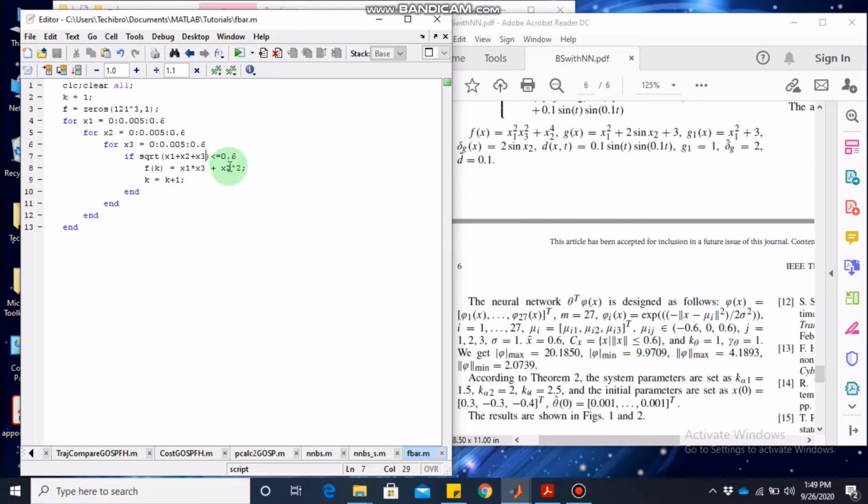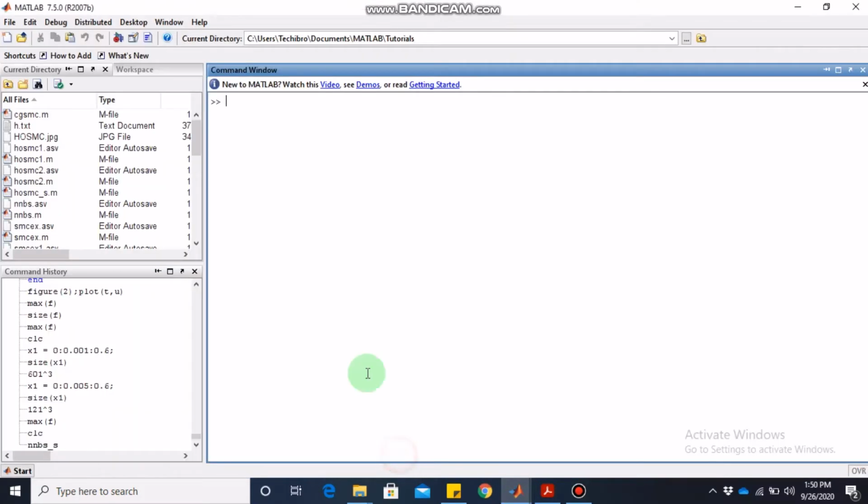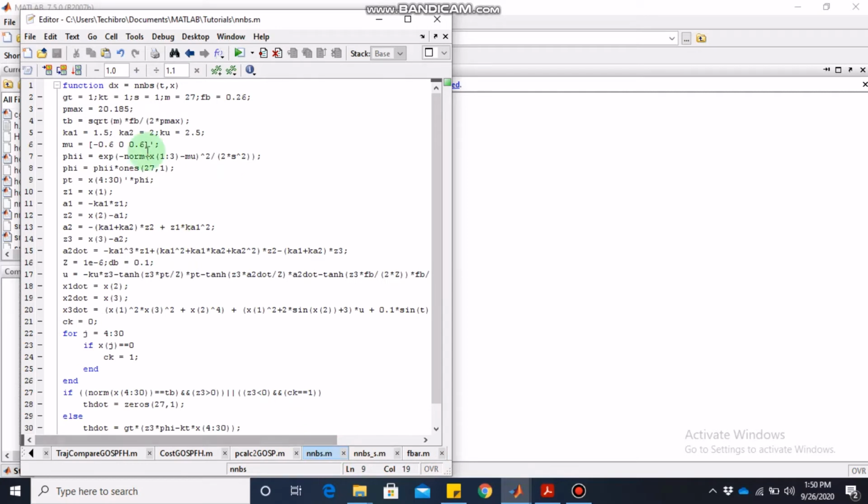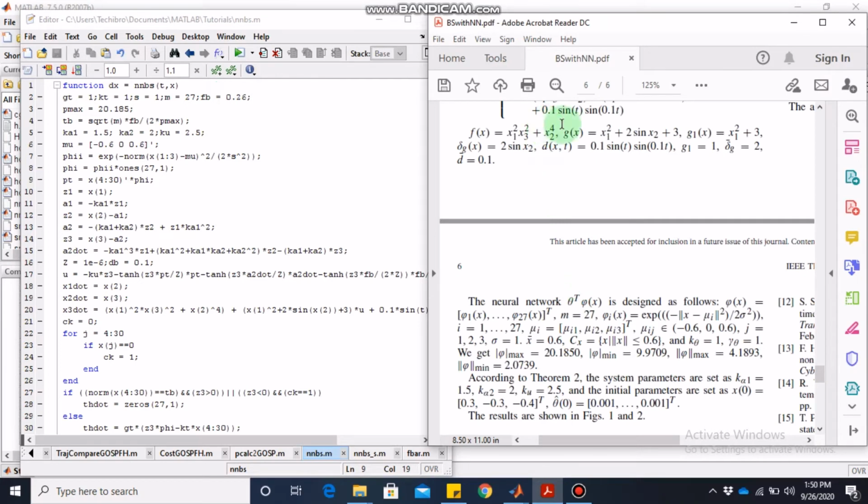If this norm is less than 0.6, I calculate the value of f of x. After running this and calculating all the values of f of x, I just find the maximum of f, which is 0.129. If I multiply this by 2, because remember that the maximum of f is f bar by 2, twice the maximum of f is 0.259, which I have approximated to be 0.26. So coming back to the code, f bar of 0.26 or 0.259 would give the same results. So you can calculate f bar from the given data in the paper, as I have done.